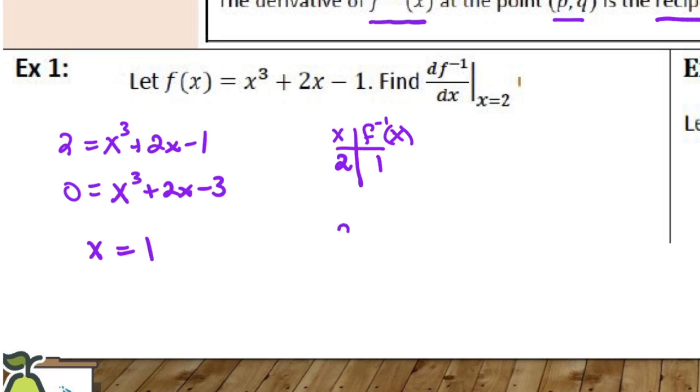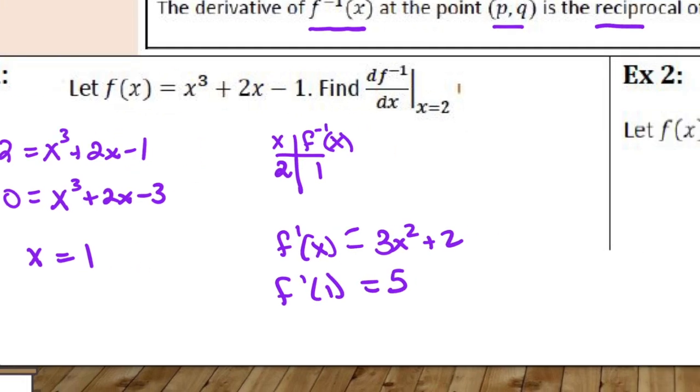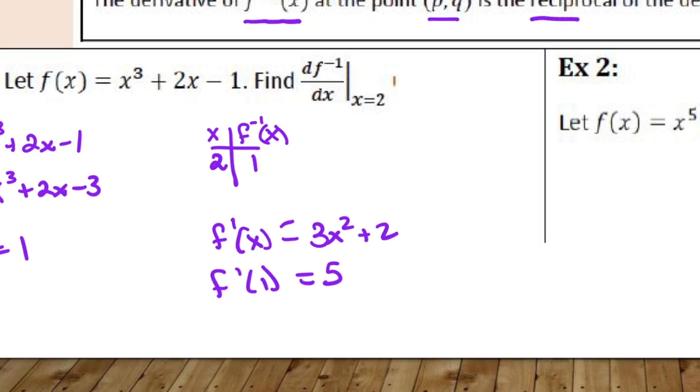So now I take my derivative, f prime of x, which gives me 3x squared plus 2, and I'm looking specifically for f prime at 1, which is 5. So what is the derivative of the inverse at its value, x equals 2? Well, that is the reciprocal.